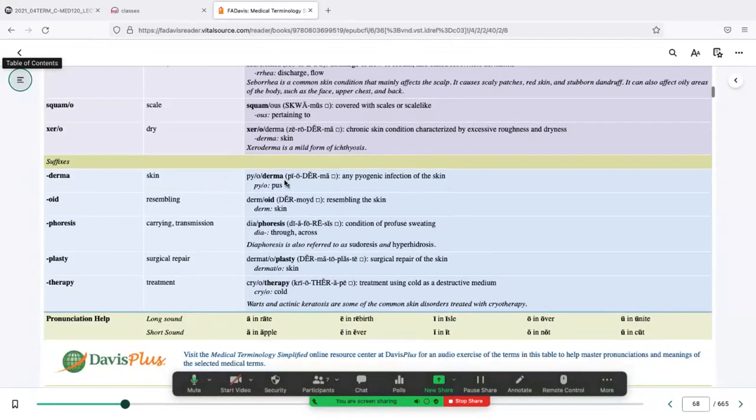Derma, of course, is skin. Pyo is pus, and we already know that pus is dead white blood cells and dead bacteria. You put them together, you got pyoderma, and you really should get rid of that because dead things beget more dead things in the body.